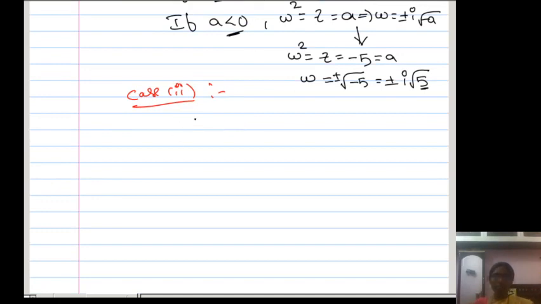z is equal to a plus ib. Here b not equal to 0 means either b positive or b negative. a may be 0, may not be 0. We don't bother about that. And now I want to discuss this here.